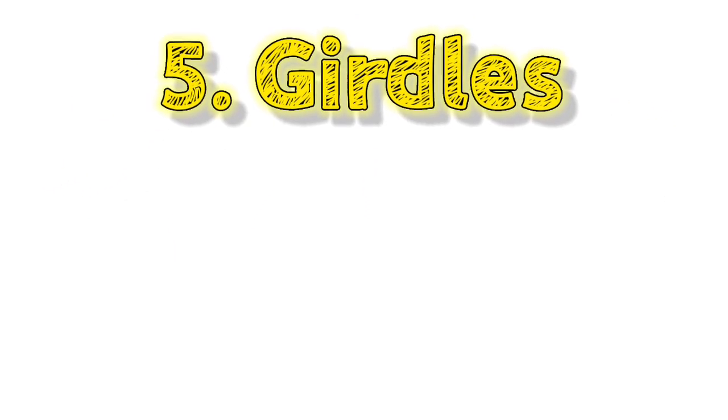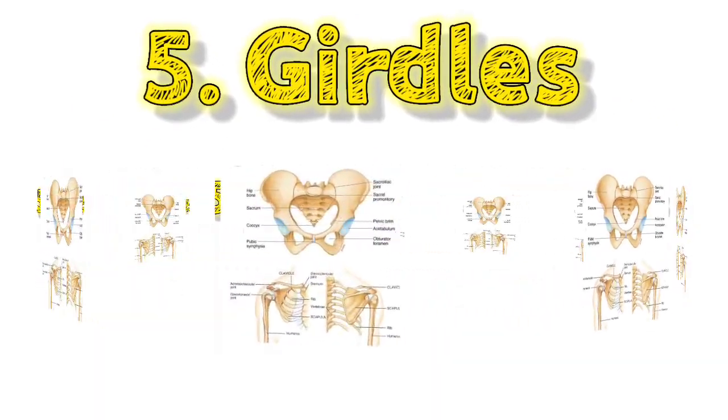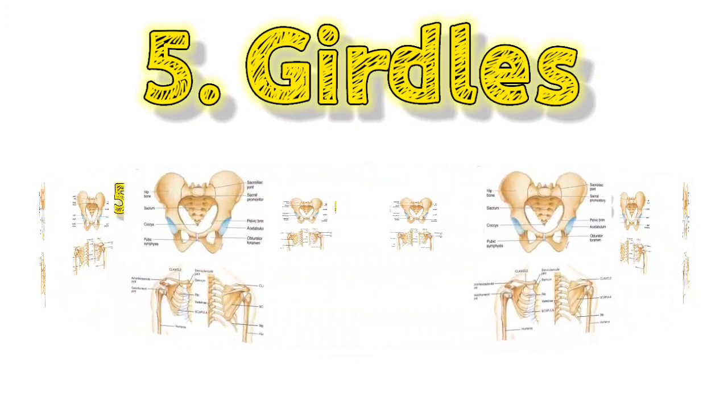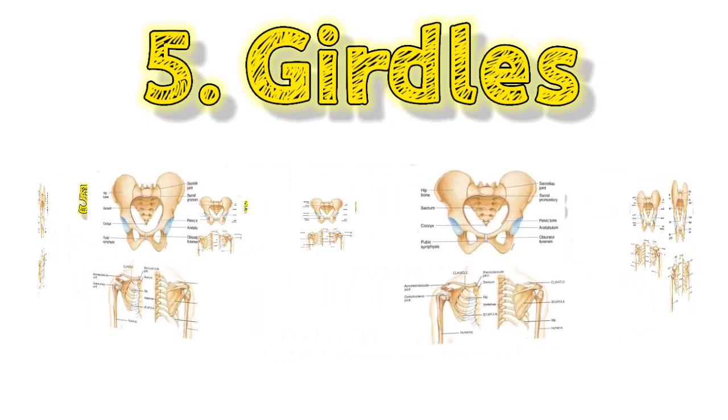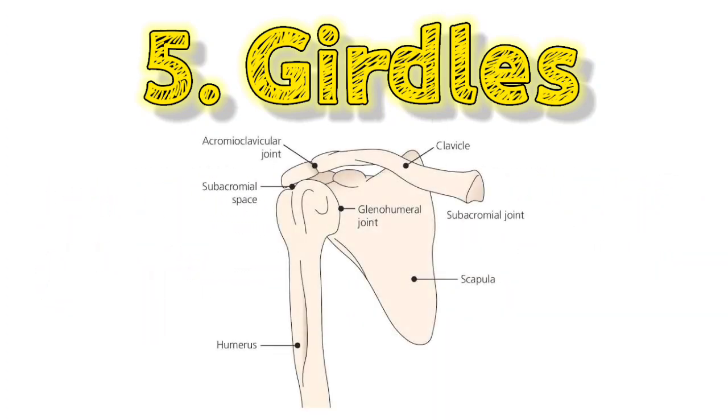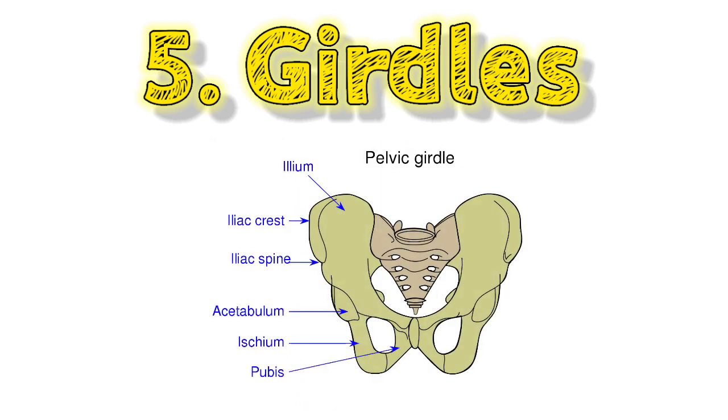The girdles. There are 2 types of girdles. Number 1, a pair of shoulder girdles. Number 2, a pair of hip girdles. The limbs are not joined directly to the backbone but to the girdles. The arms are joined to the shoulder girdle and the legs are joined to the hip girdle.